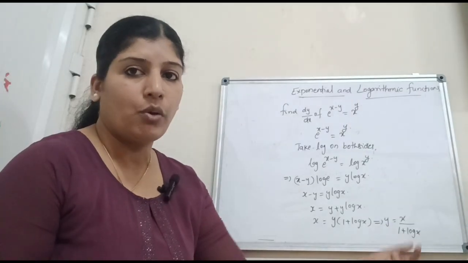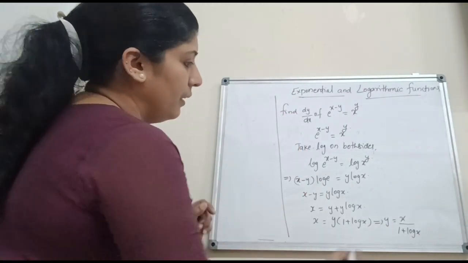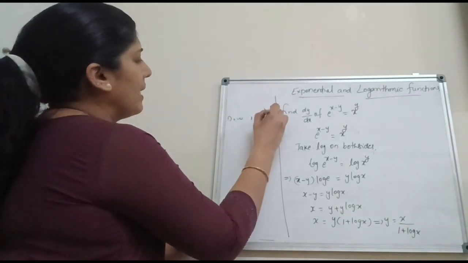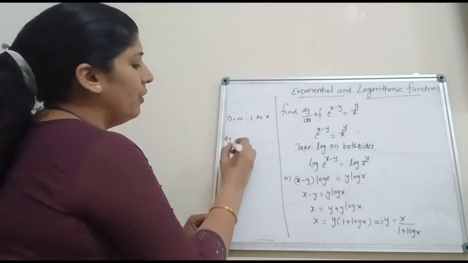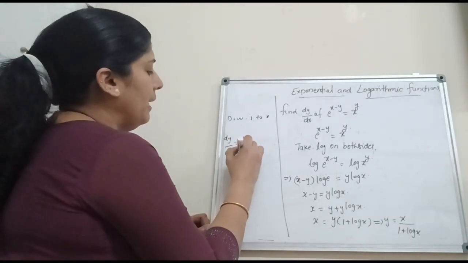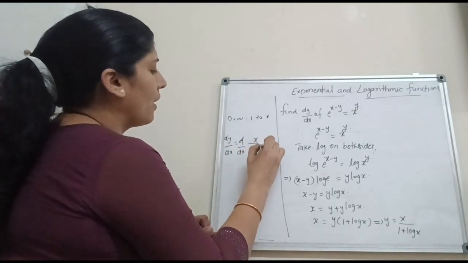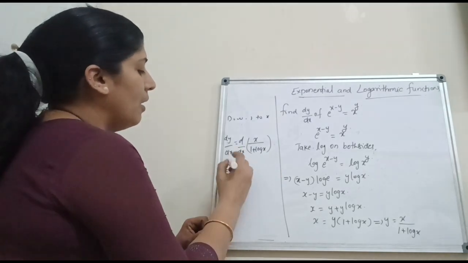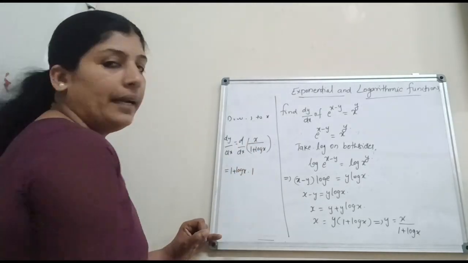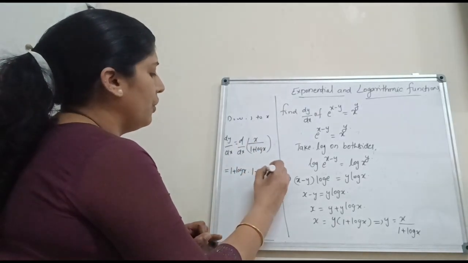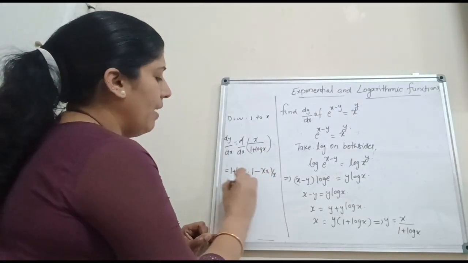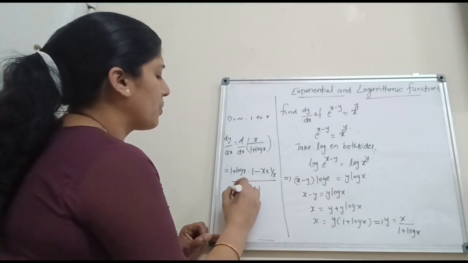Here we have to apply the quotient rule. How can we find out dy by dx? Therefore, here y equal to x by 1 plus log x. Then differentiate with respect to x on both sides. That is dy by dx equal to d by dx of x by 1 plus log x. We have to apply the quotient rule. That is equal to the denominator 1 plus log x into d by dx of x, that is 1, then minus x into d by dx of 1 plus log x, that is 1 by x, divided by 1 plus log x whole square.